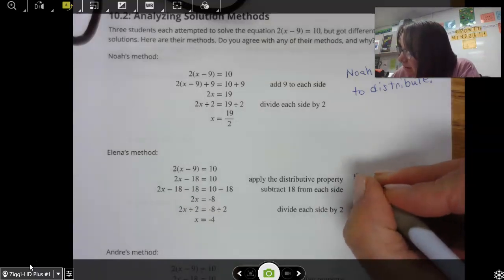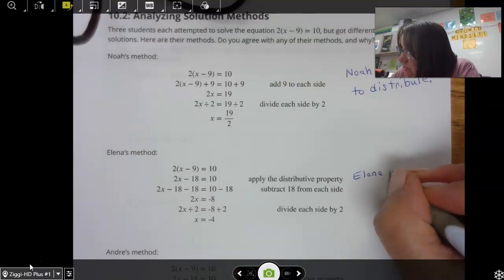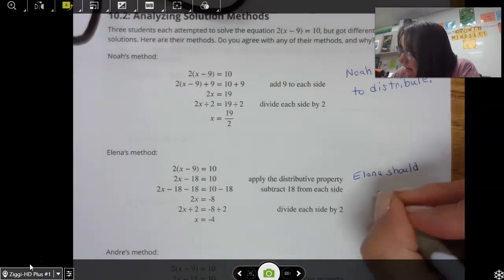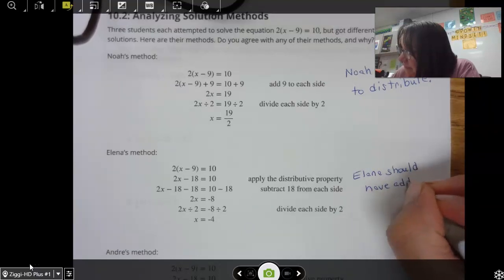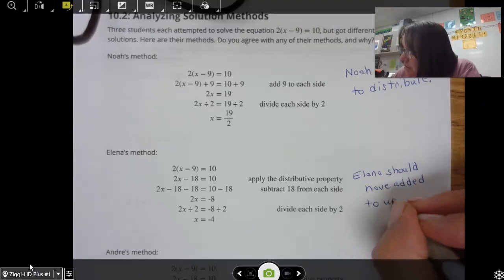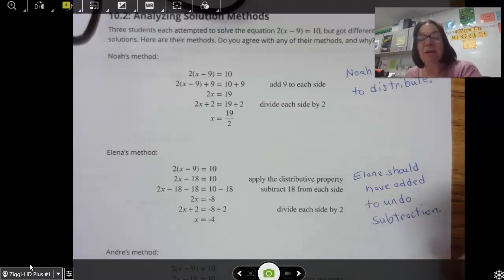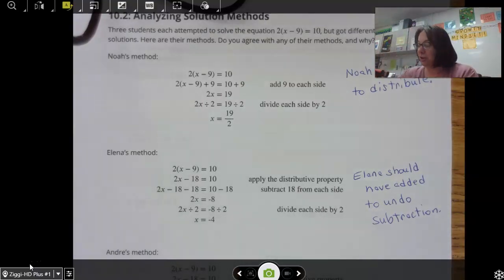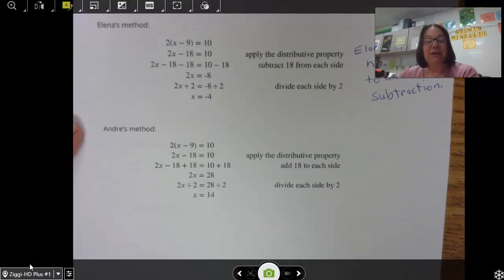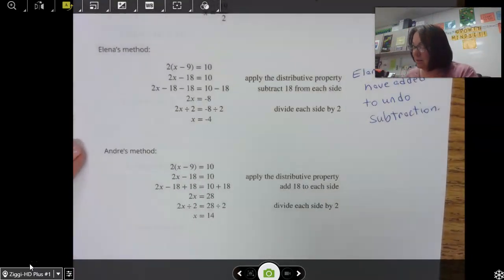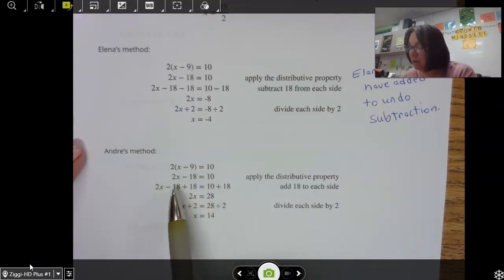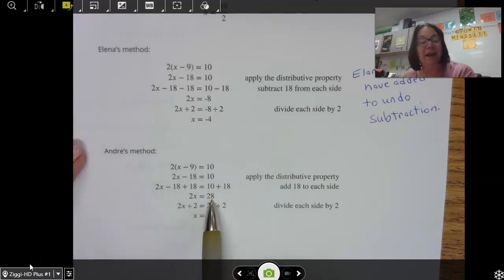So Elena should have added to undo subtraction. Okay, remember we're undoing the operation that we have. And then let's look down at Andre's method. Andre looks at this and he says, okay, we got to distribute. 2x minus 18 equals 10. And then to undo subtraction, I'm going to add 18 to both sides. So 2x is 28. And then he divides by 2 and gets x equals 14.